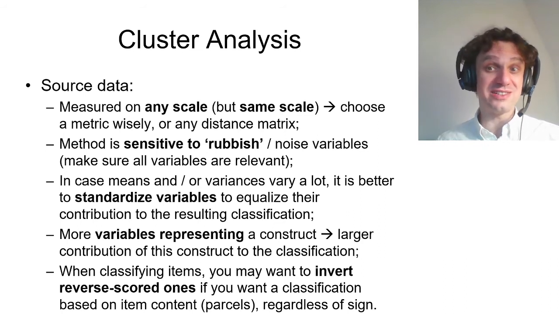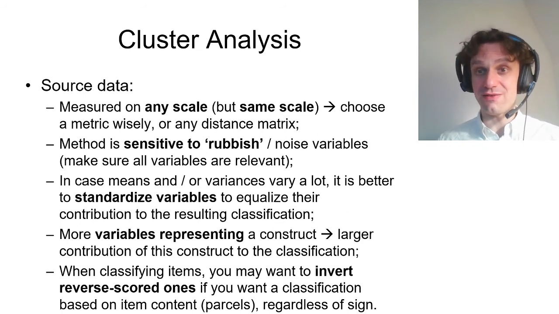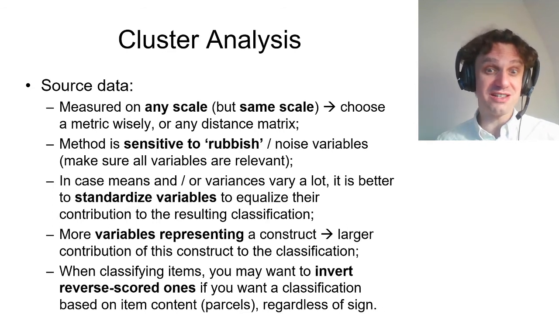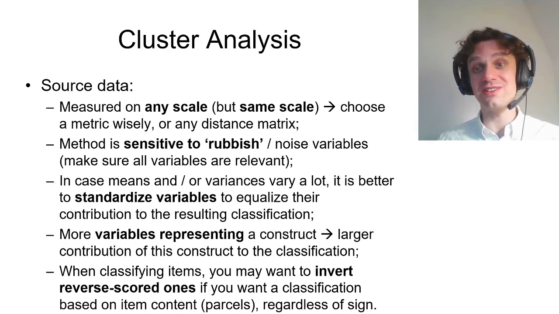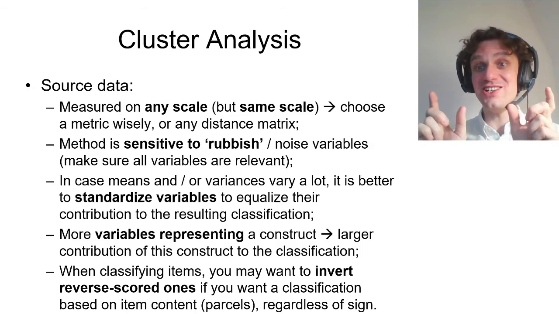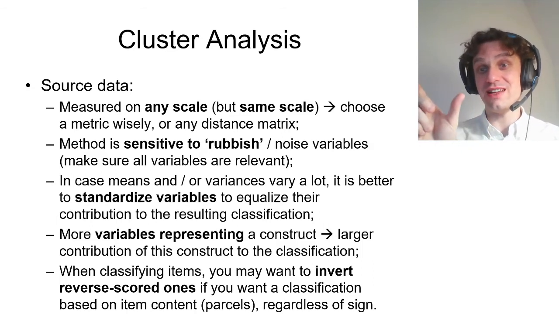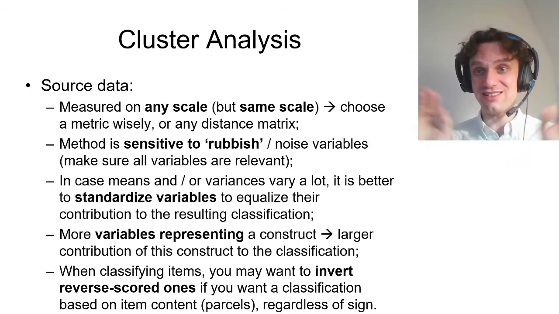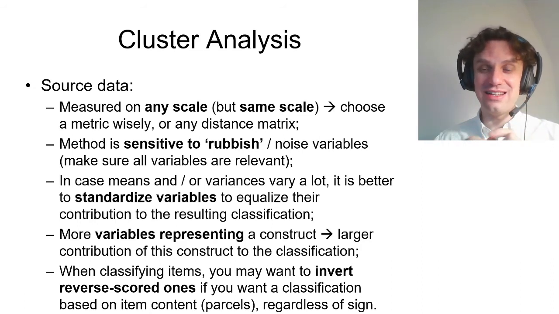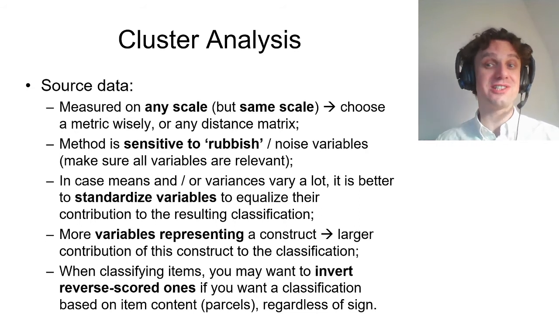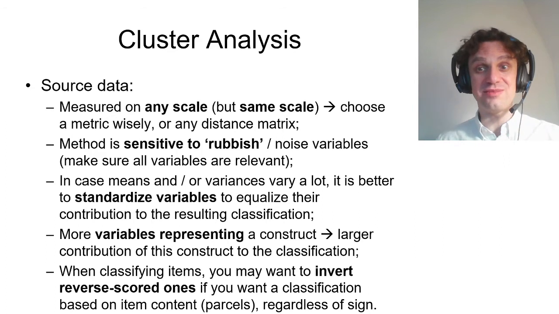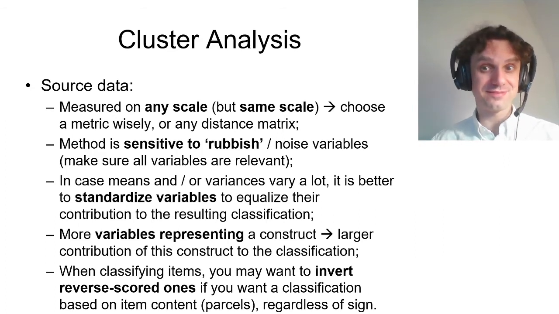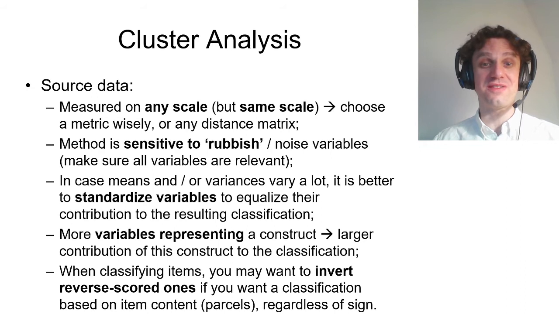And finally, the small consideration. When you classify variables, items for a questionnaire, for example, you might want to classify them based on item direction, for example, to see which are reverse scored and which are forward scored. And then just classify raw items. But if you want to classify them based on content to create scales in the future, it's best to reverse the reverse scored ones to make sure that item direction does not contribute to this classification.